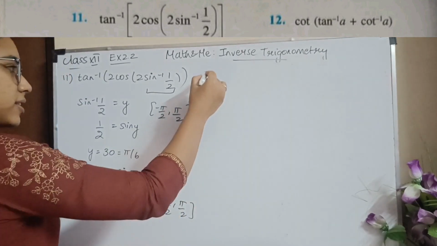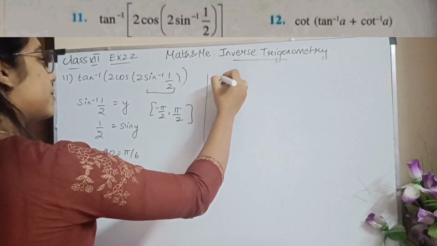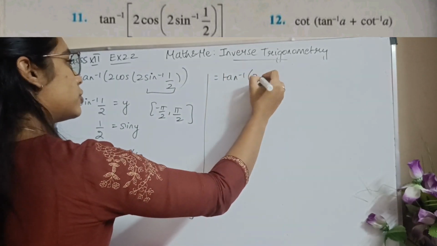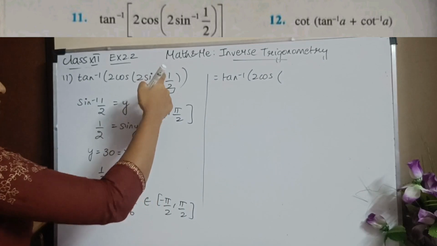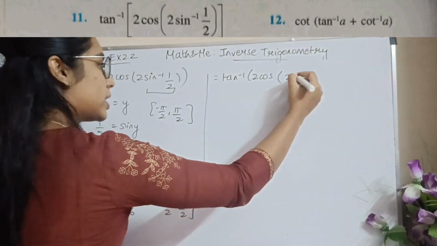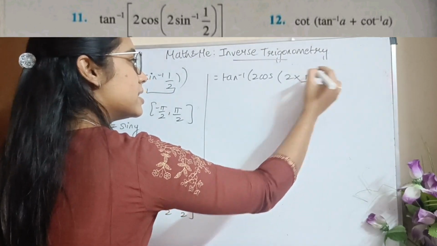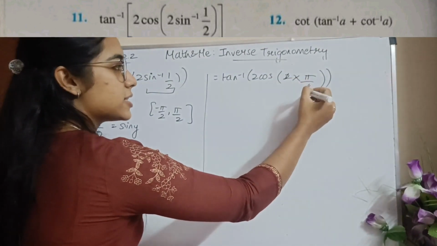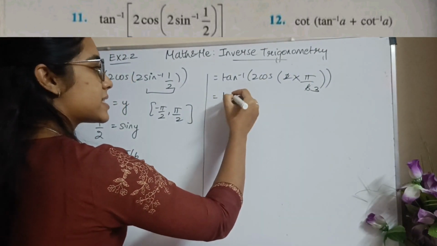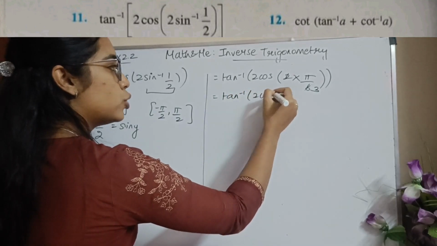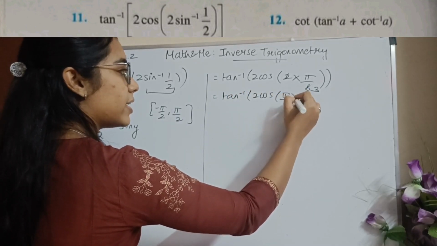So when you substitute it in the question, what do I have? Tan inverse of 2 cos of 2 sine inverse 1 by 2. So it will be 2 times pi by 6, which is 2 times pi divided by 6. I'll cancel the 2 and the 6, so I'll get pi by 3. So what is the next step? Tan inverse of 2 cos of pi divided by 3.